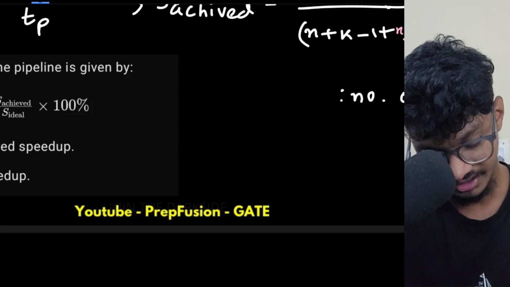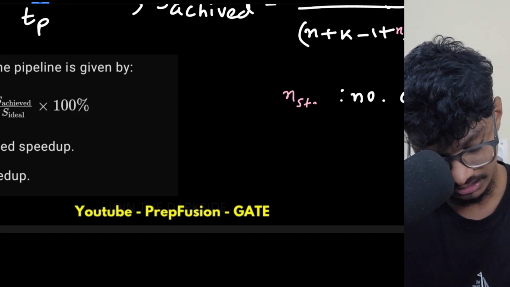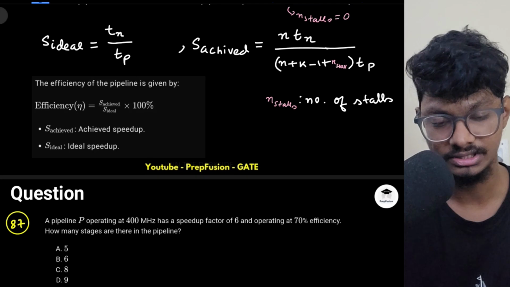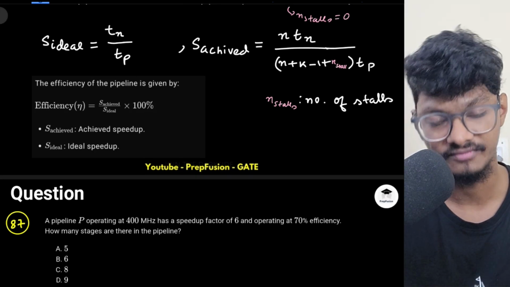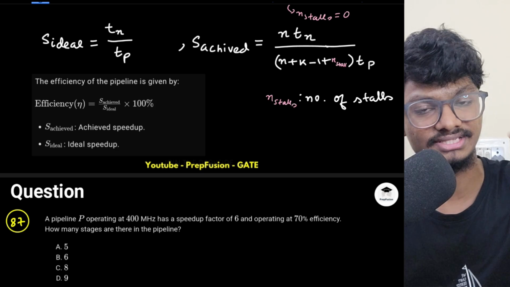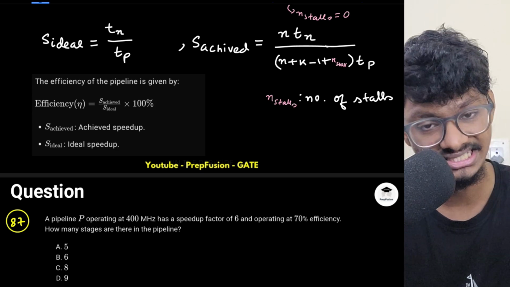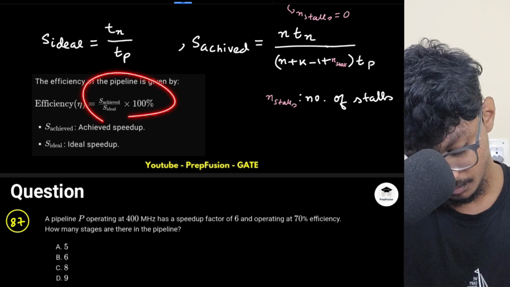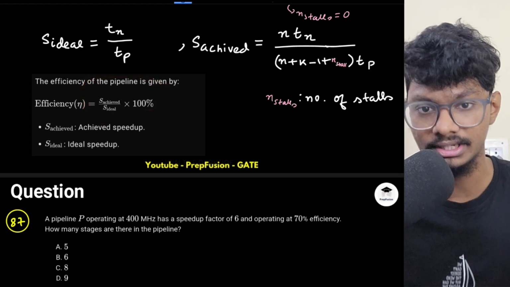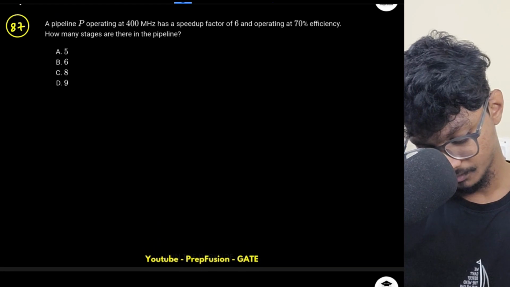That is basically the definition of pipeline efficiency. If they are asking questions on pipeline efficiency, you will understand that they are talking about the ratio of S achieved upon S ideal. Remember, not S ideal upon S achieved, sorry, I'm telling you the wrong thing. It will be S achieved upon S ideal as written here, right? Because obviously S achieved will be lower than the ideal, the maximum speed up that I can achieve. It will always be lower than that.